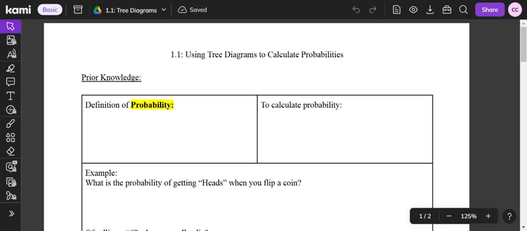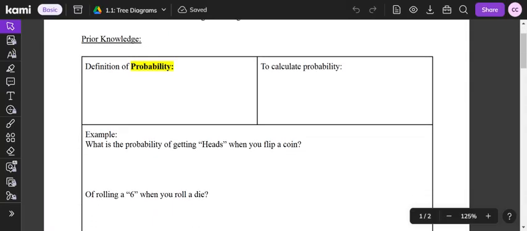This is lesson 1.1, unit 1, lesson 1, using tree diagrams to calculate probabilities. So in this lesson, I'll teach you guys what a tree diagram is, but before we get into that, we're going to review some prior knowledge here. We're going to review what is probability in math.